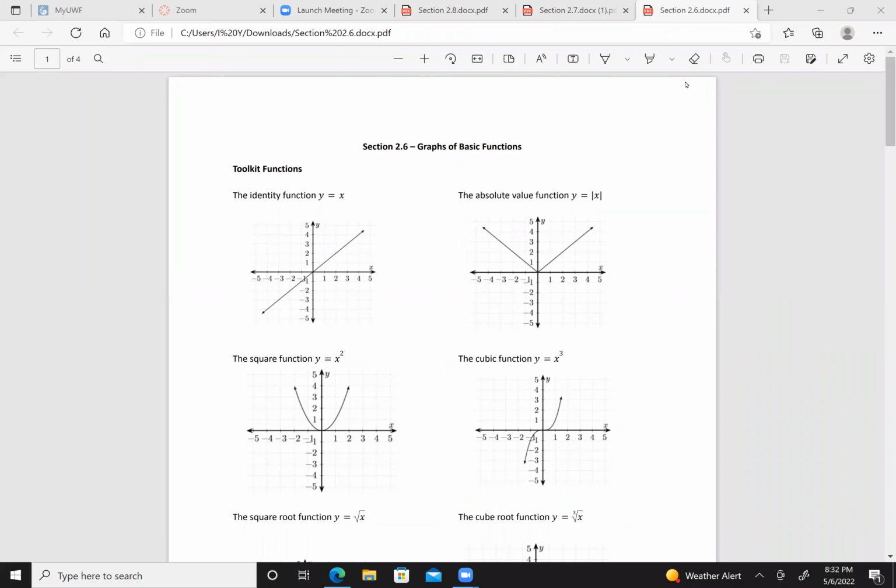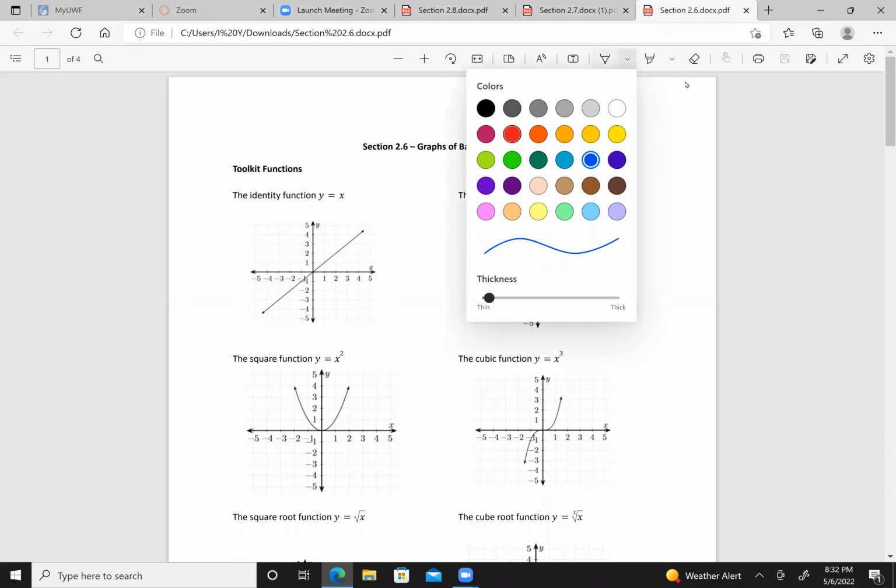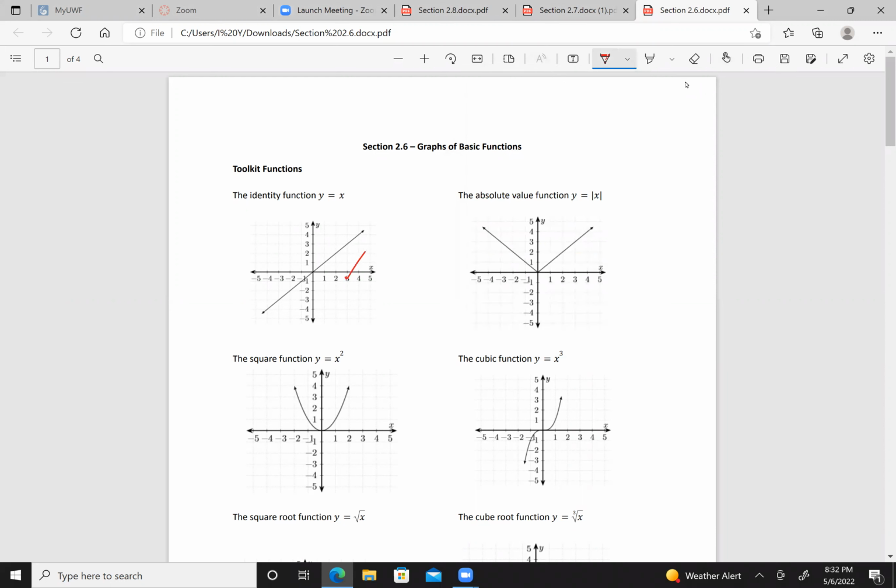Okay, today we're going to look at section 2.6, graphs of basic functions. We're going to start with some very simple functions. I'm going to start with the identity function, which is the line y equals x, right here. Then we have the absolute value function, y equals the absolute value of x. Note the v shape.